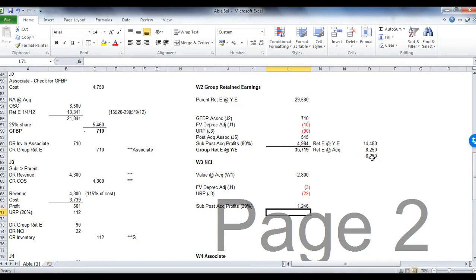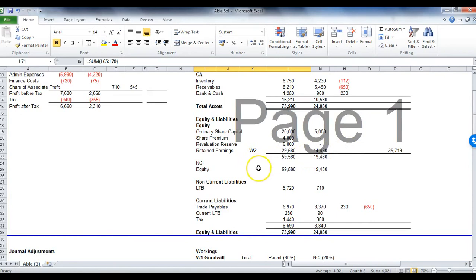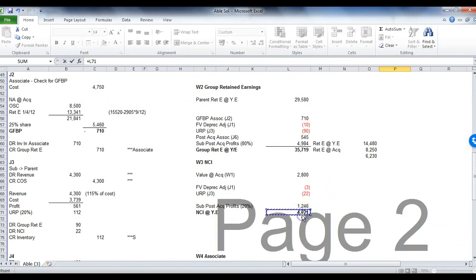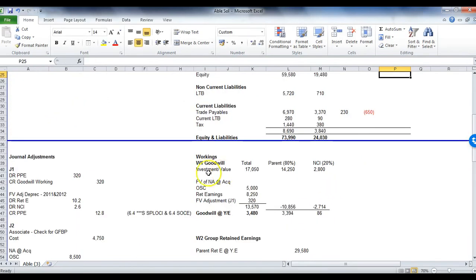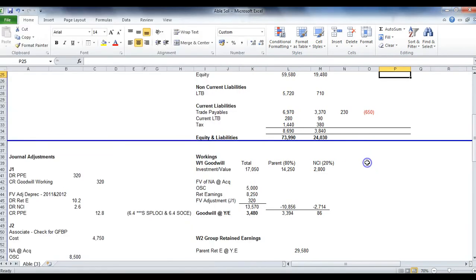So it's nice to leave those till the end because they're very much related, and there's only then totting up to finish off. The NCI at year end will be 4,021. So 4.021 million. And again, very similar structure, working 3, 4,021. So the examiner can see where they're coming from. And it's nice, and you'll get your presentation marks as well. Because remember here, there are 2 marks going for presentation.